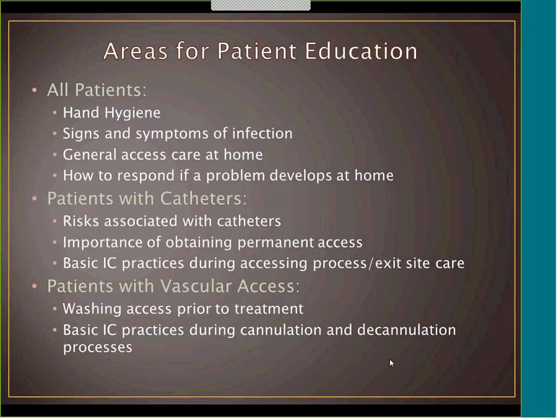And they should know basic infection control practices during accessing and de-accessing of their catheter, as well as exit site care. And the patients with permanent vascular access, AV fistula or AV graft, should be washing their access prior to treatment, either with soap and water or with alcohol-based sanitizer. And they should know the basic infection control practices during cannulation and decannulation processes.